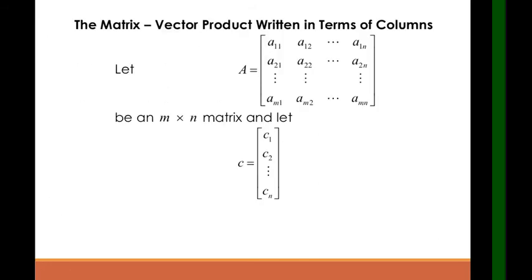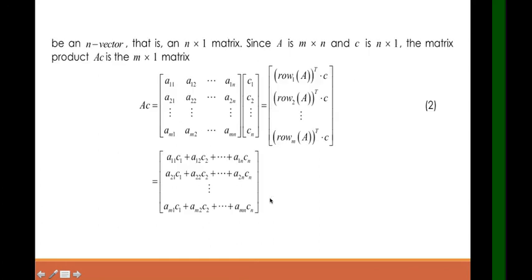The matrix-vector product written in terms of columns. Let A be an m by n matrix, with entries from A sub 11 up to A sub m1 and up to A sub 1n and A sub mn, and let C, with entries C sub 1, C sub 2, up to C sub n, be an n-vector, that is, an n by 1 matrix, since A is m by n and C is n by 1. The matrix product AC is the m by 1 matrix.